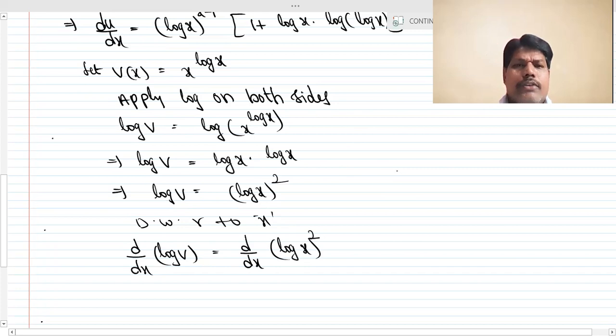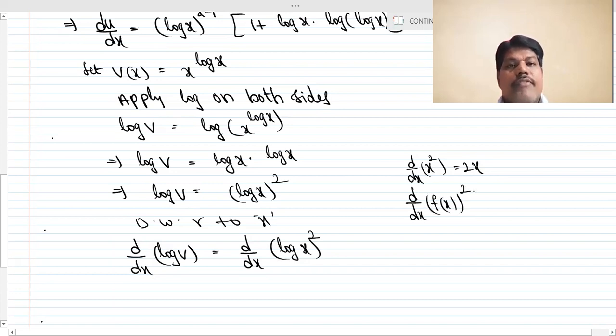So already you know the function, students. What is the derivative of x square? Tell me the derivative of x square. The derivative of x square is 2x. In the place of x, I will take f of x. So automatically, this function is in the form of f of x whole square. So f of x whole square is also the same. You will get 2f of x.